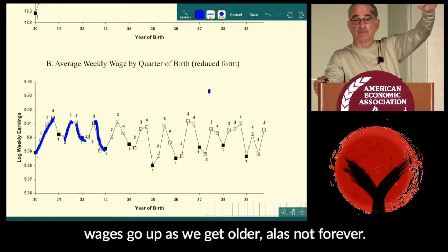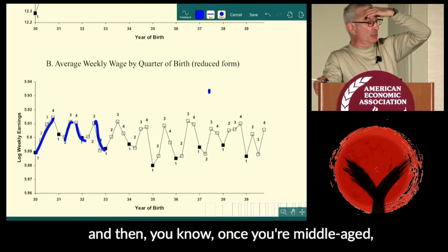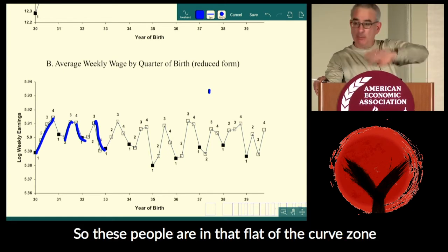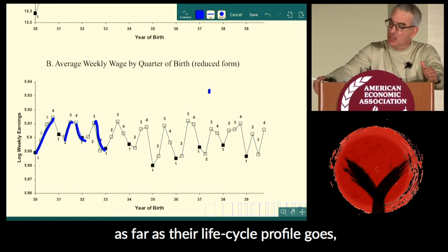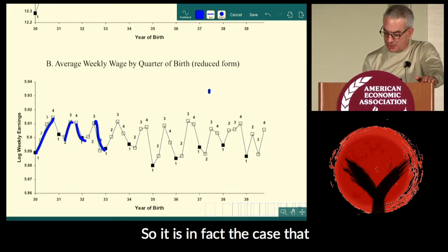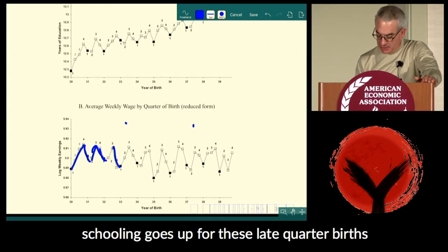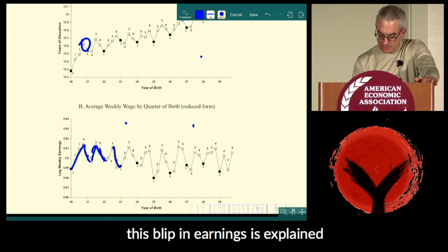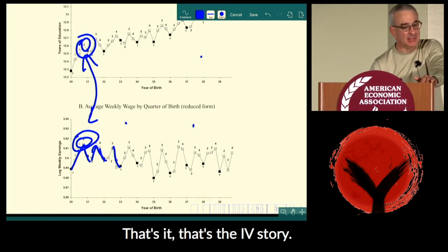Alas, not forever. Your wages when you're young go up about 10% a year in the United States. And then, once you're middle-aged, your wages, or your earnings, kind of flatten out. So these people are in that flat part of the curve as far as their life cycle profile goes, but they also have this ratcheting. So it is in fact the case that schooling goes up for these late quarter births and earnings go up. And the IV claim is that this blip in earnings is explained by this blip in schooling. That's it. That's the IV story.